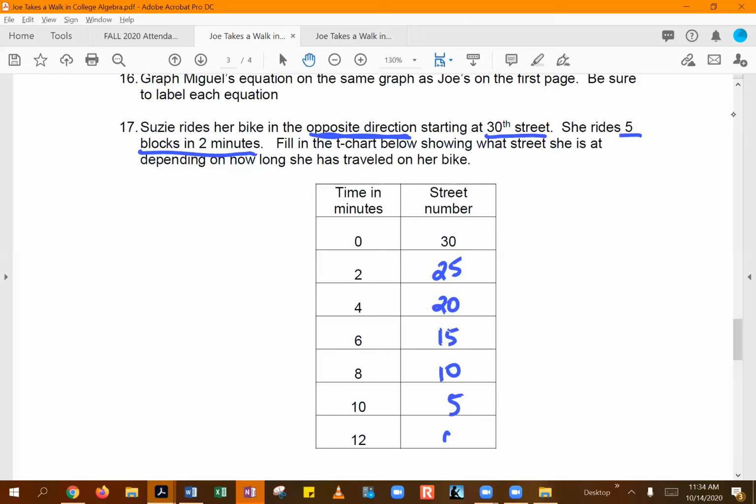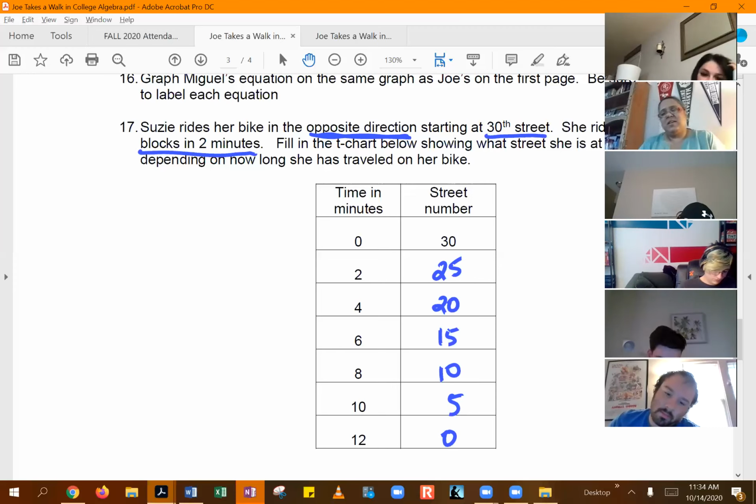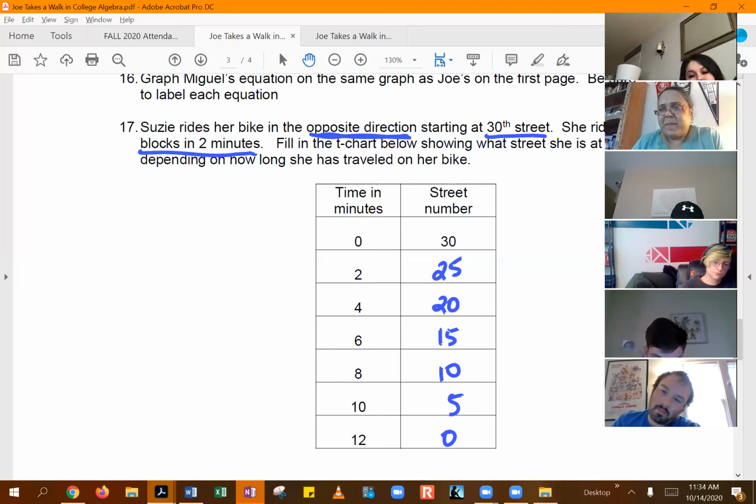So yeah, technically you end up at 0, but we had this discussion in our class. If you just think about the way streets are numbered, what would we technically think of as street 0? Would that just be home?